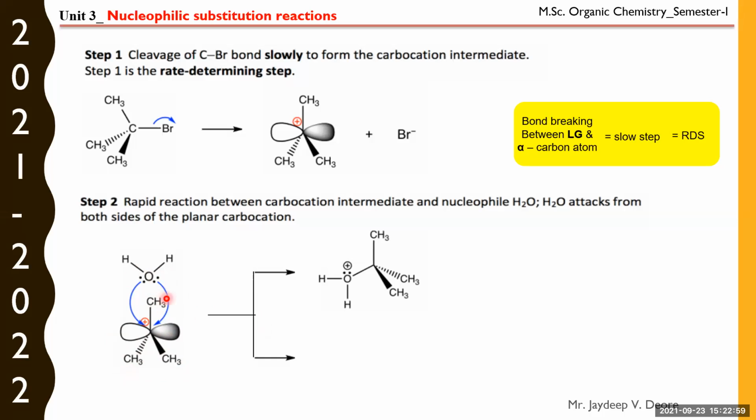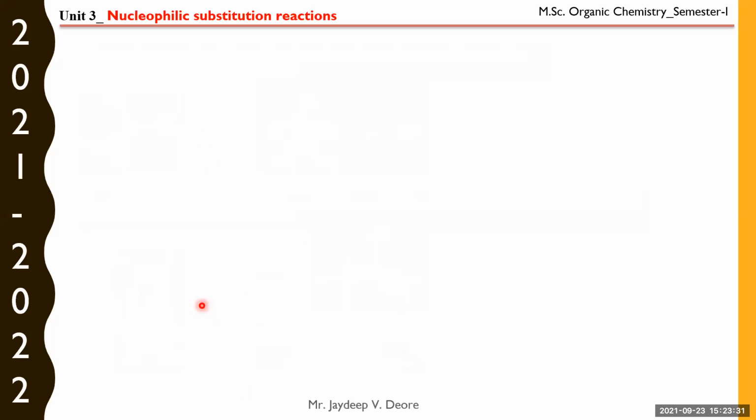So if this particular water molecule attacks from the back side, then the product will be like this. And if this nucleophile attacks from the front side, which means the same side at which the leaving group is departing, here it is. You can see that these are the two products formed due to the planar geometry of this intermediate, and the nucleophile has equal chances to attack from both sides.